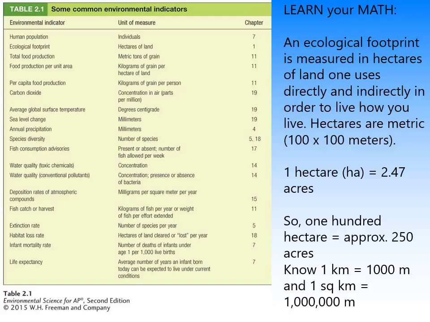You need to know your conversion factors. You need to know that 1 hectare is actually almost 2.5 acres. You have to know that a kilometer is 1,000 meters, and 1,000 kilometers is 1,000 times 1,000, so just remember that. And 1 square kilometer is equal to 1 million square meters. If you don't remember how we did that, just practice it on your own.